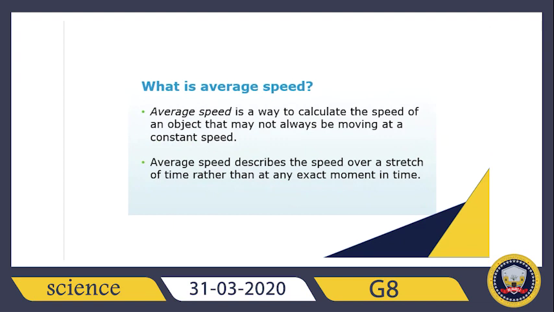So guys, let us start with the average speed. What is average speed? Actually, the speed of an object is rarely constant. For example, the biker may travel quickly when he begins the race, but then he may slow down as he gets tired at the end of the race. So average speed is a way to calculate the speed of an object that may not always be moving at a constant speed. Instead of describing the speed of an object at an exact moment in time, average speed describes the speed over a stretch of time.